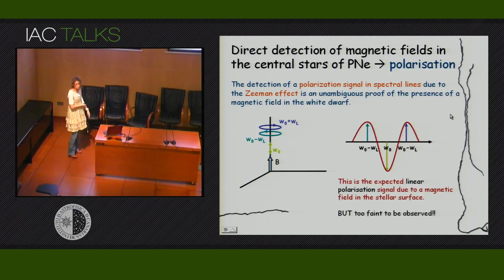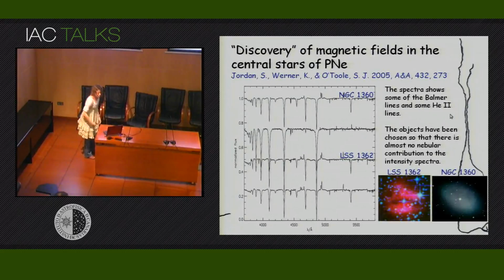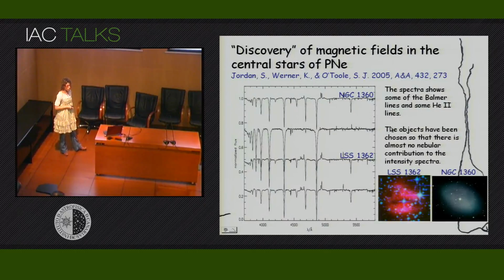Well, the first work to claim that there are magnetic fields in the central stars of planetary nebulae is the one by Jordan et al., who observed 4 central stars of planetary nebulae and found very strong kilogauss fields in 2 of them. These two ones. This is the intensity spectra. You can see that it's an absorption spectra. It's typical for stellar spectra, and the contamination from the nebula is not too much. There are only a few spectral lines here, and it was chosen for that reason.